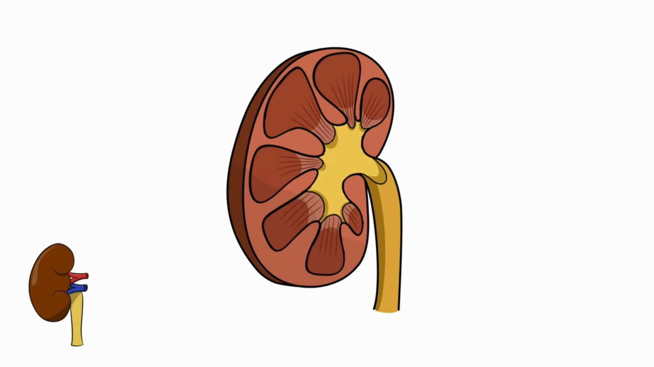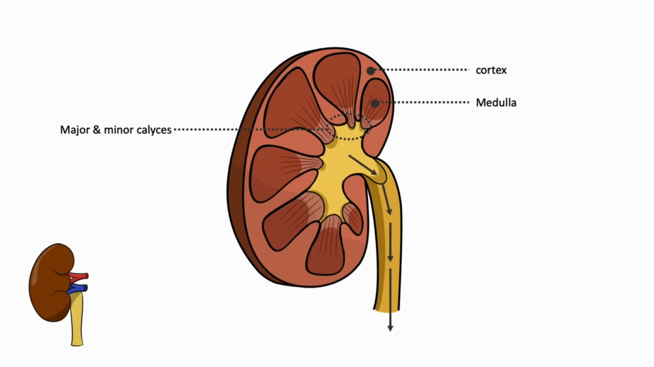In the cross-section of kidney, we can see the renal cortex, which is the outer layer of the kidney. The inner layer is called the medulla, which is made of triangle-shaped pyramids. Nephrons pass through the renal cortex and medulla. After urine is made by the nephrons, it passes through ducts called the minor and major calyces. Urine then passes through the renal pelvis and ureter as it makes its way to the bladder and urethra to exit the body.